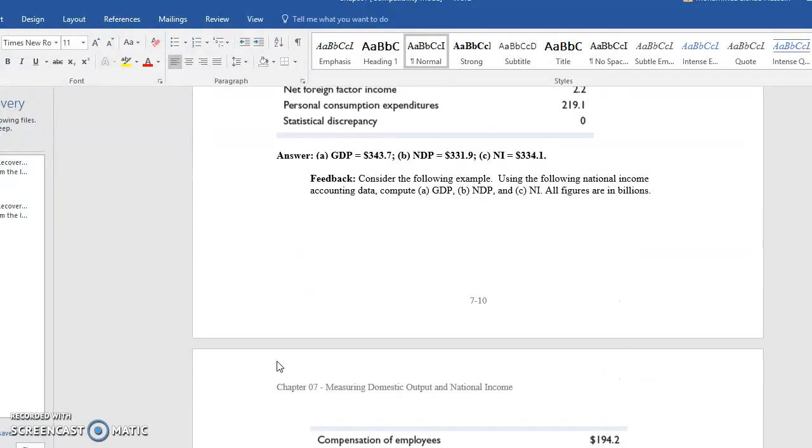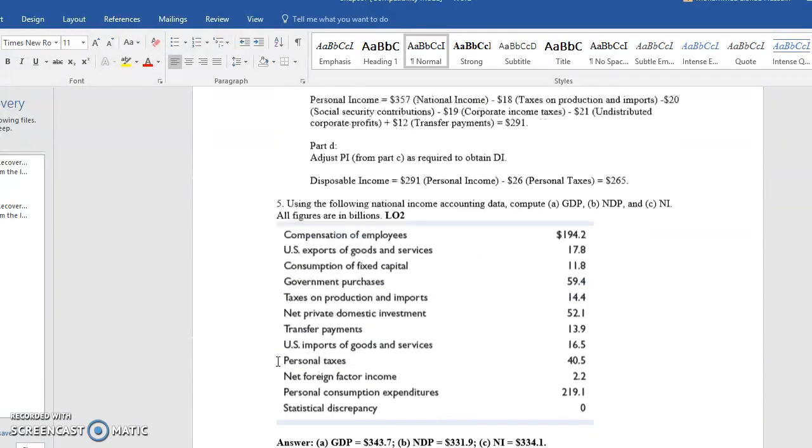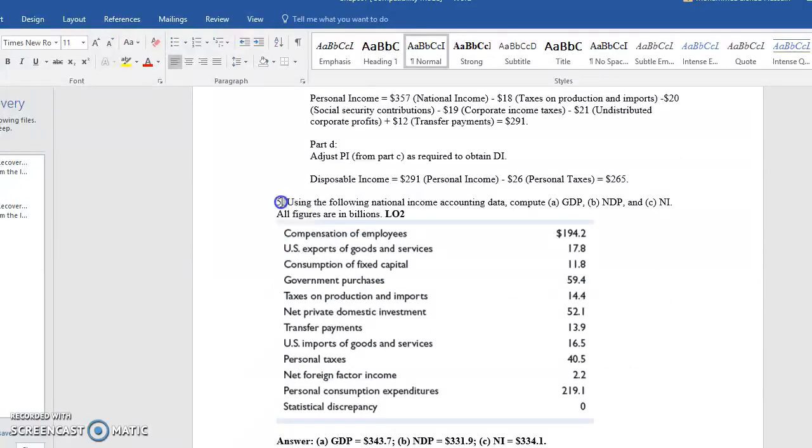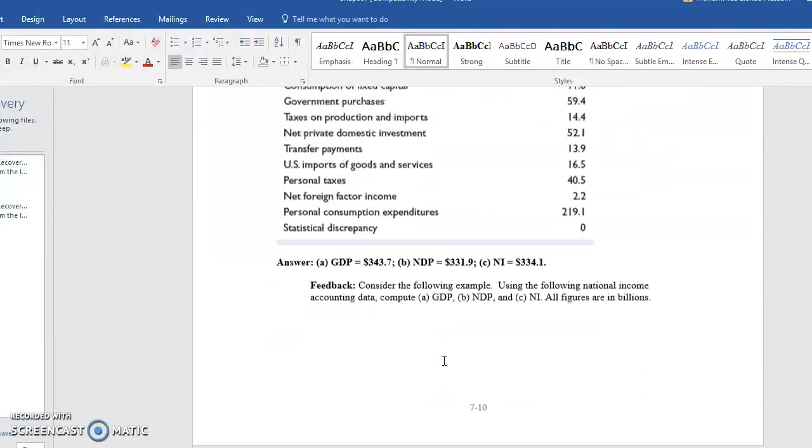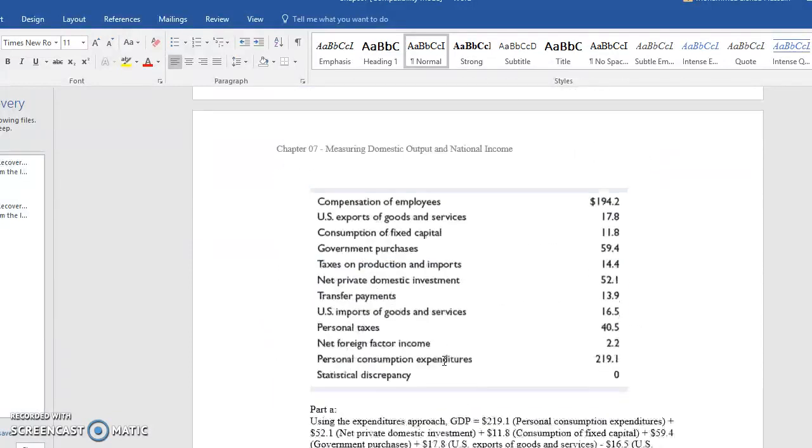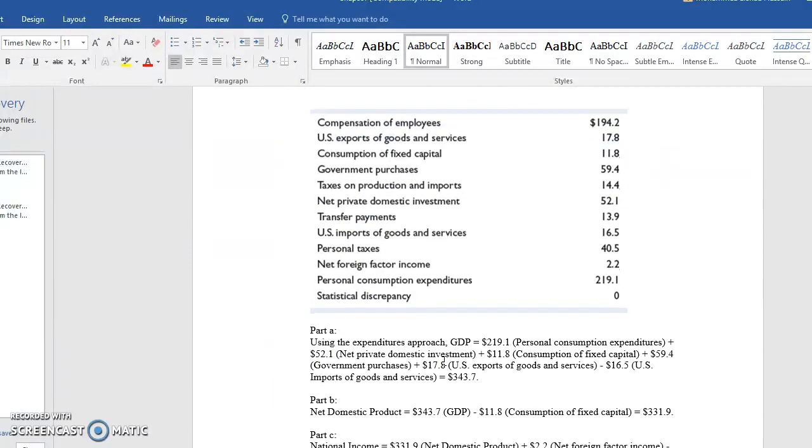This is an end of chapter problem for chapter 7. This is problem number 5, and here they give us a list of items of a country, and they ask us to find GDP, NDP, and then national income.